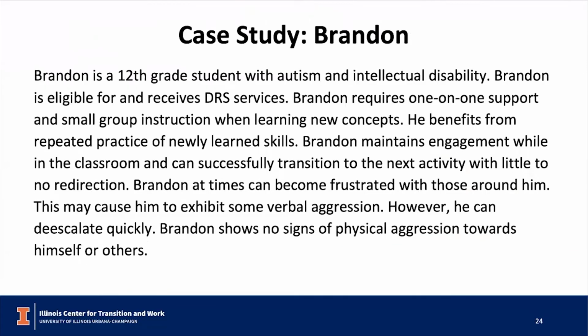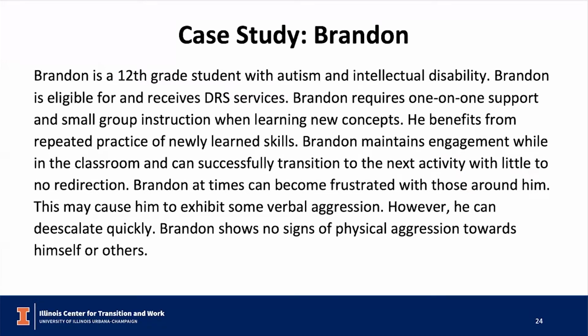So now we're going to take a look at a student and go through the process of actually matching the community resource map to your student. So for this case study, we have a student, Brandon. He's in 12th grade. He has autism and intellectual disability. He's eligible and does receive DRS services. He requires one-on-one support, small group instruction when learning new concepts. He benefits from repeated practice of newly learned skills.